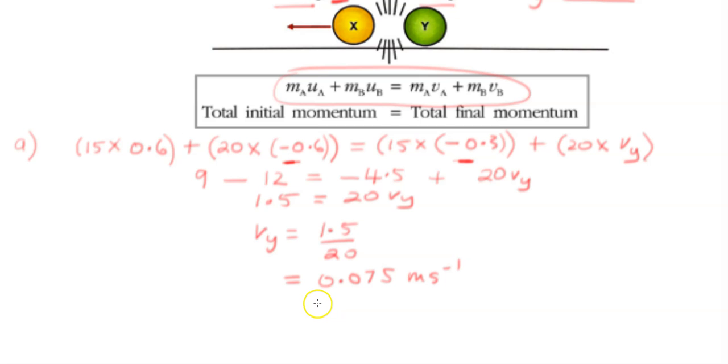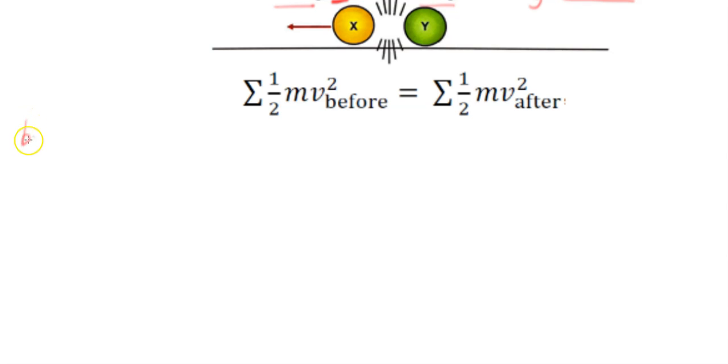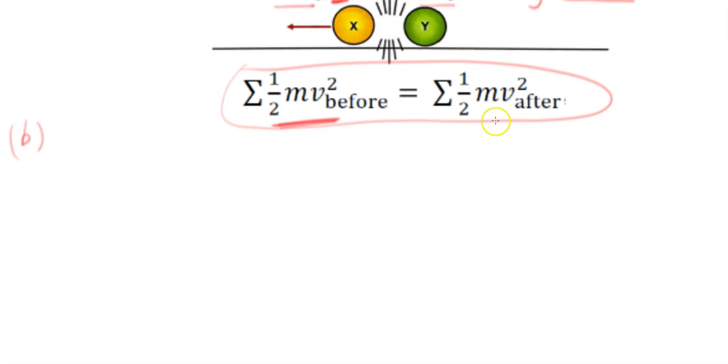Okay, and since we've got a positive value, we know that the velocity of Y after the collision is to the right. Now we'll go on to part B. So for part B, we use our conservation of kinetic energy equation. And I want to see if the sum of kinetic energy beforehand is equal to the sum of the kinetic energy afterwards. So I'm going to break these into two and compare the values.